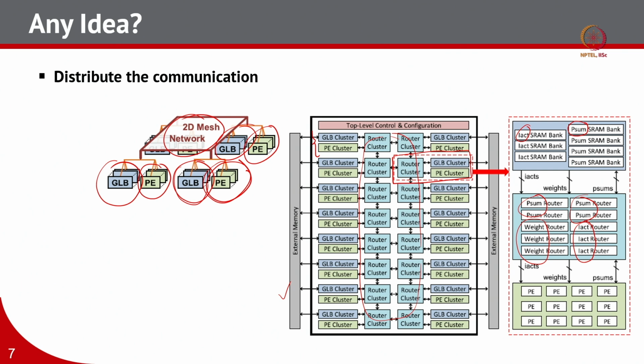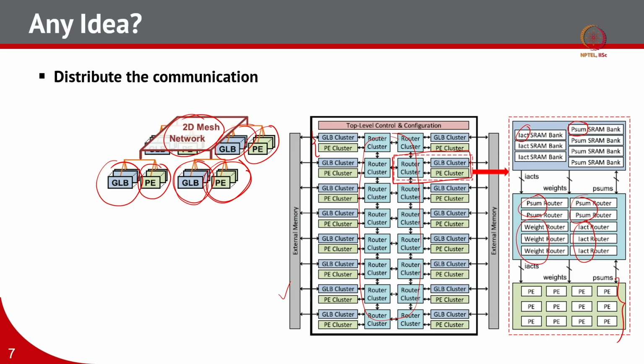Now, going back to the PE cluster, it is similar to the PE cluster which we saw in Eyeriss V1, which is nothing but some x by y PE array. But most importantly, in Eyeriss V2, the authors have distributed the communication. In V1, we saw there is only one PE array and only one global buffer. There is a single interface between the global buffer and the PE array. Since the single interface is used by different types of data like input activation, partial sum as well as weights, the communication will be slower in Eyeriss V1.